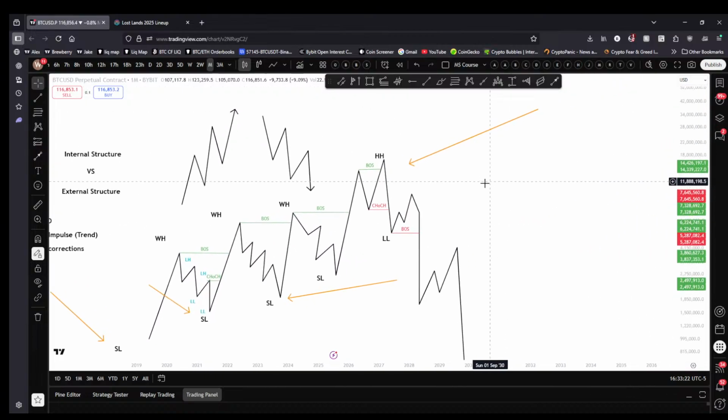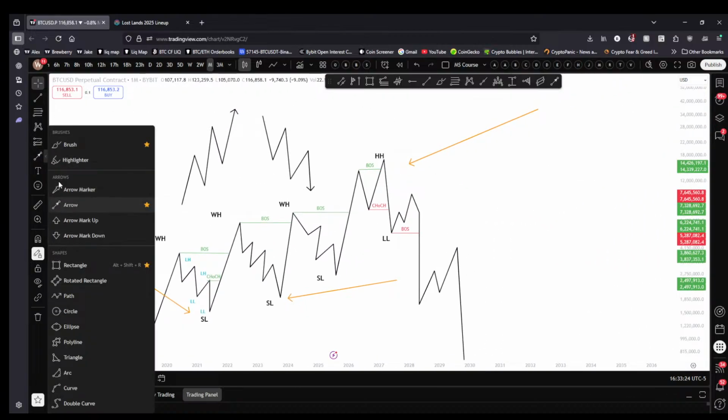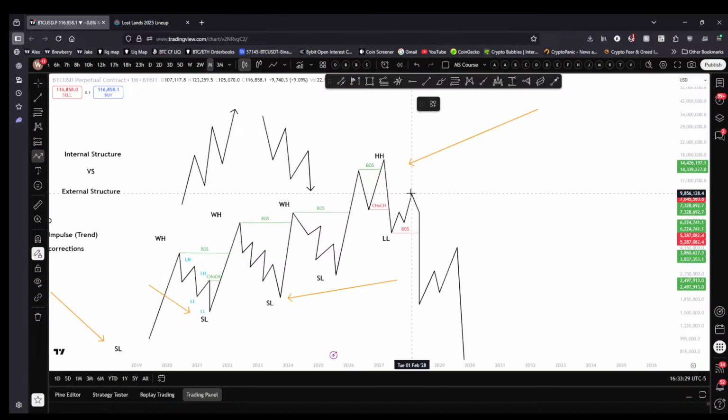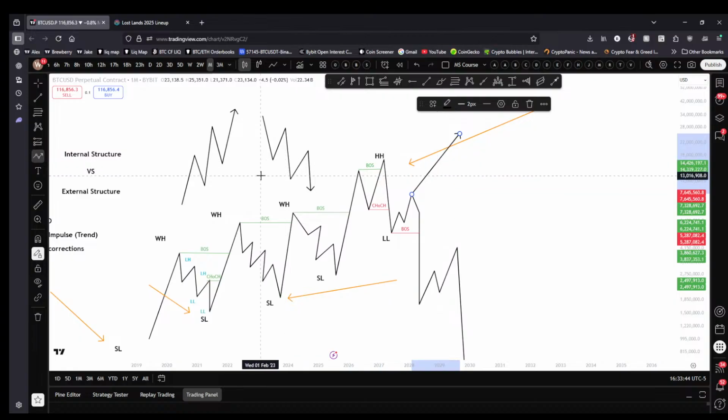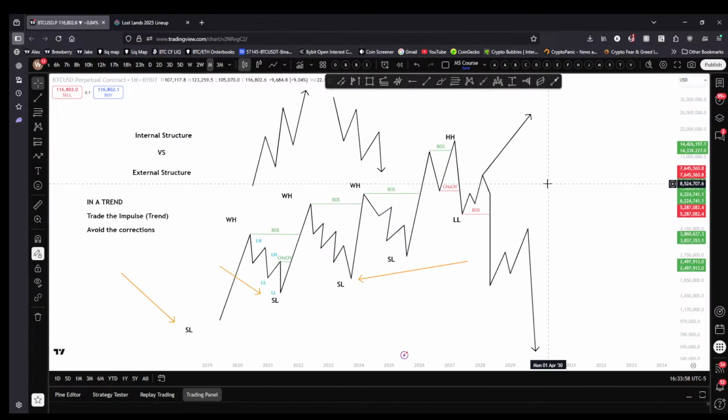Now, let's say that instead of what's shown here, from this change of character, the price comes up and breaks the previous high. Is this a change of character? No, this would be a break of structure because you're breaking your previous strong high. You're resuming the previous trend. If it came down here and then broke the high, then it'd be a change of character. Just a little side note there.